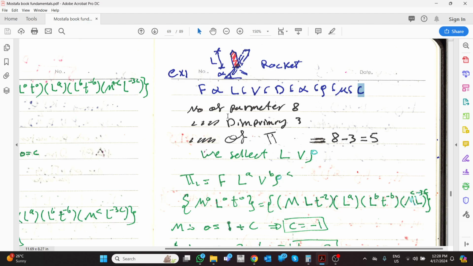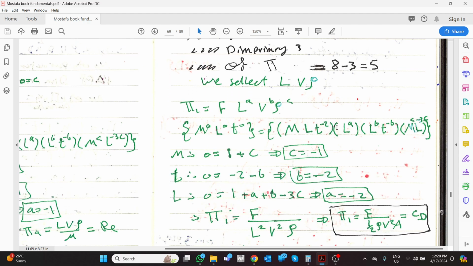So how many parameters do we have? 1, 2, 3, 4, 5, 6, 7, 8. How many primary dimensions? Still 3. How many repeating parameters are we going to use? We're going to use 3. How many pi's are we going to have? 8 minus 3, it is 5 pi's. It is too many pi's, yes.